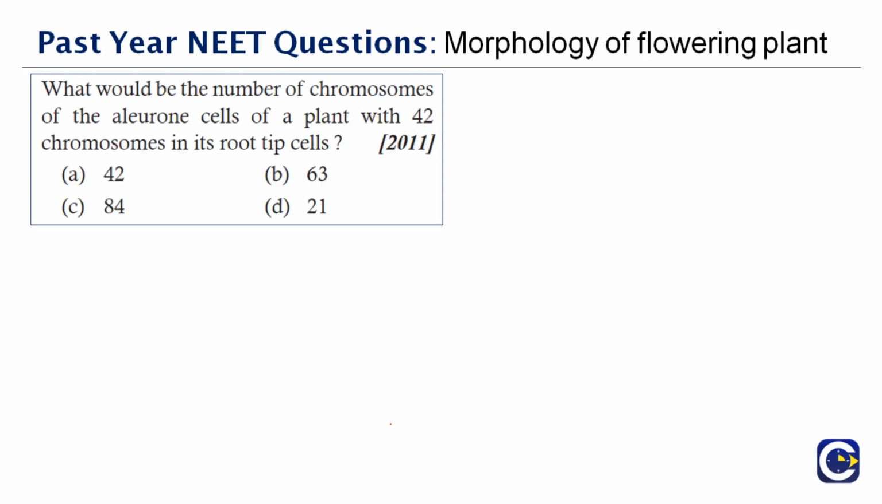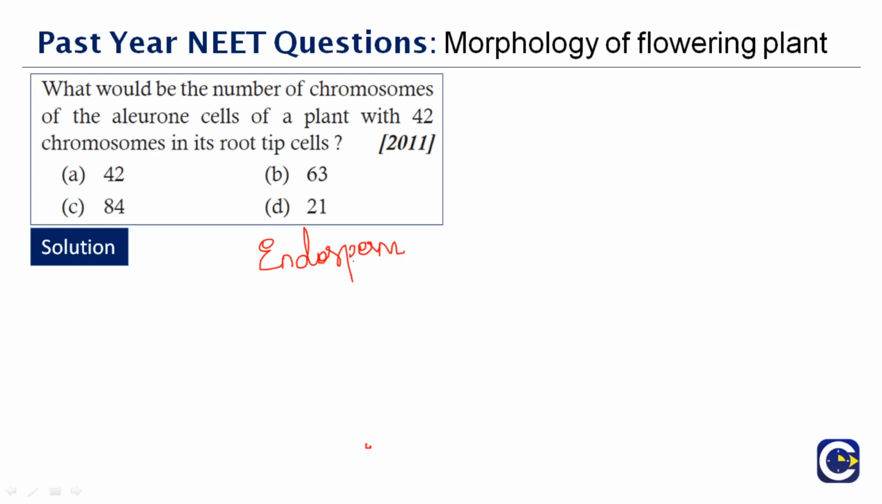Okay, next question here. What would be the number of chromosomes of the aleurone cells of a plant with 42 chromosomes in its root tip cells? Okay, what do you mean by aleurone cells? They are the outer cell layer of the endosperm.